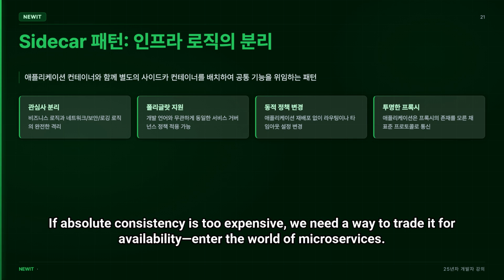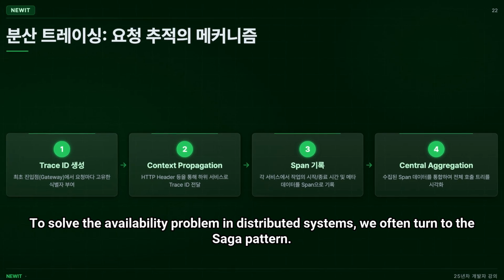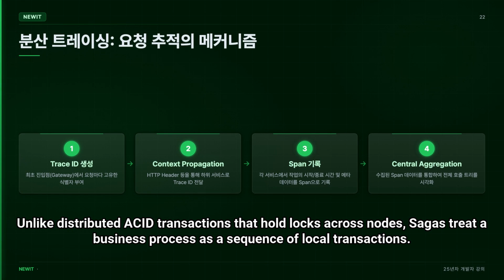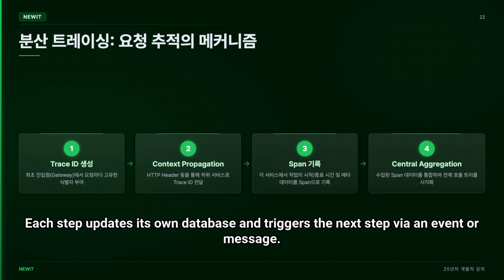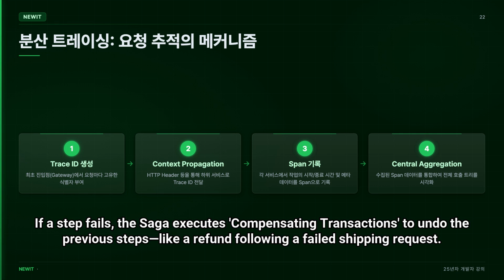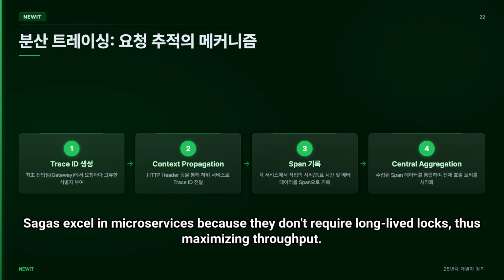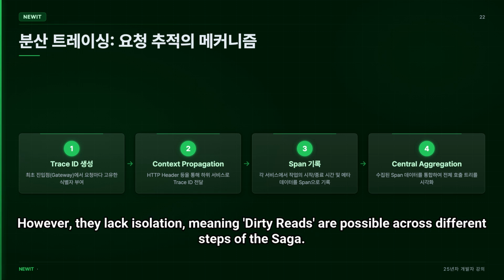Enter the world of microservices. To solve the availability problem in distributed systems, we often turn to the Saga pattern. Unlike distributed ACID transactions that hold locks across nodes, Sagas treat a business process as a sequence of local transactions. Each step updates its own database and triggers the next step via an event or message. If a step fails, the Saga executes compensating transactions to undo the previous steps, like a refund following a failed shipping request. This follows the eventual consistency model. Sagas excel in microservices because they don't require long-lived locks, thus maximizing throughput. However, they lack isolation, meaning dirty reads are possible across different steps of the Saga.